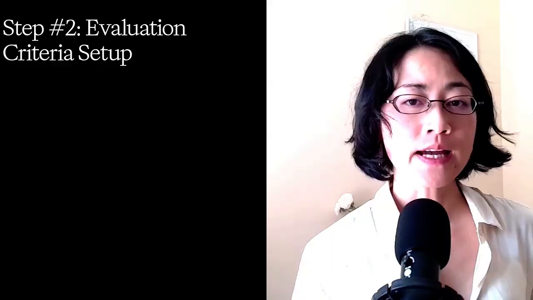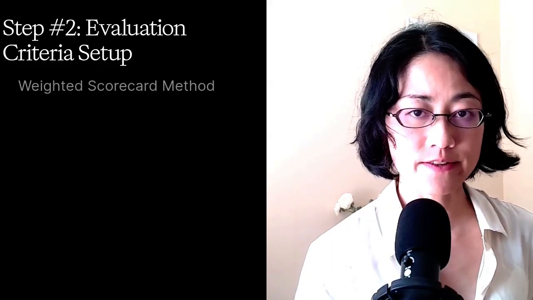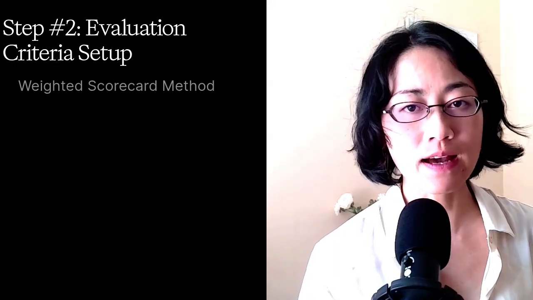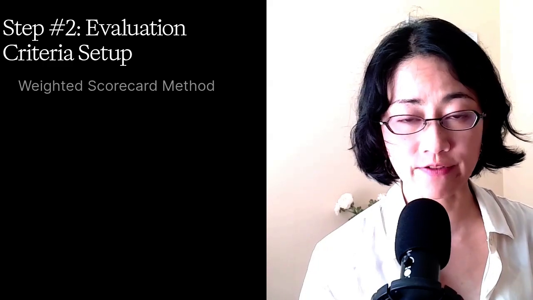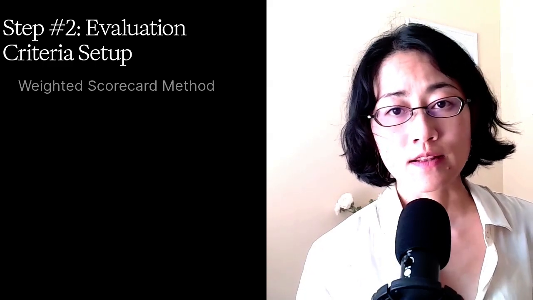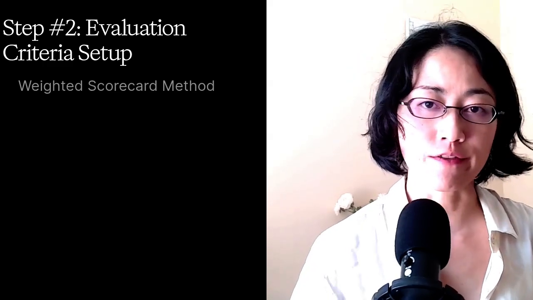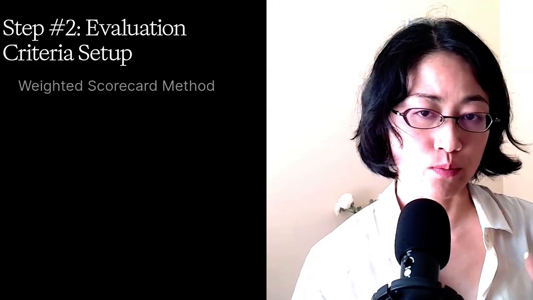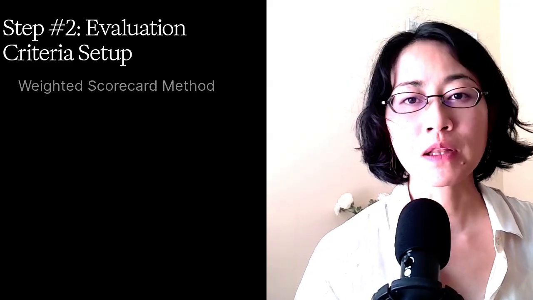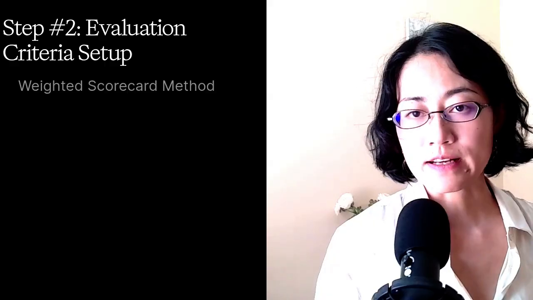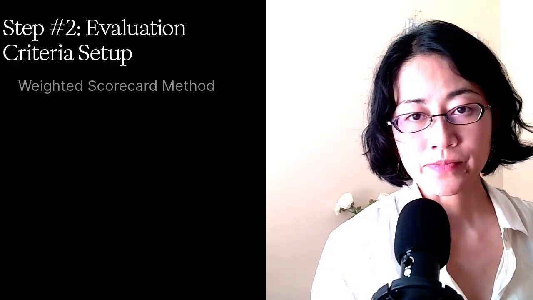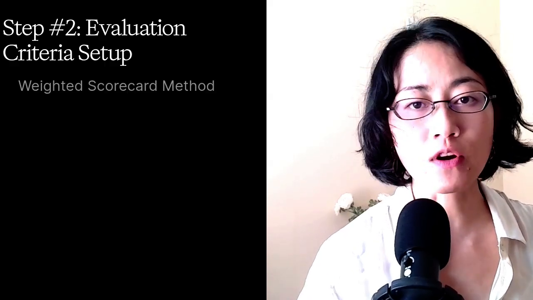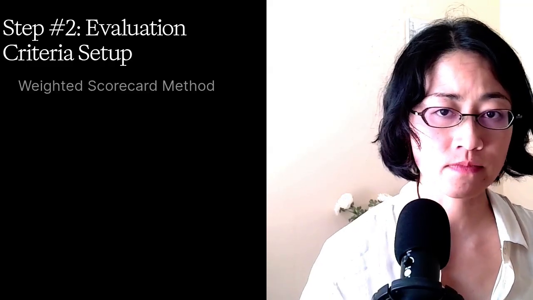Step 2, set up your evaluation criteria framework. After we choose which KPIs we need to use to quantify the results, we need to understand the priority of each KPI or KPI group. We can apply a weighted scorecard method to this. It is flexible, and you can change the percentages based on your company's real situation.